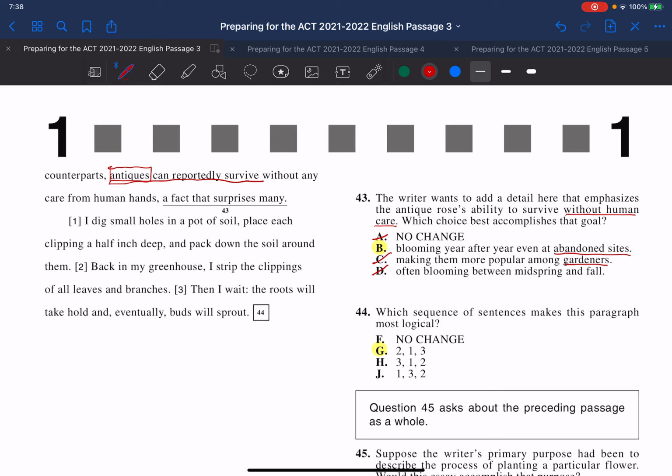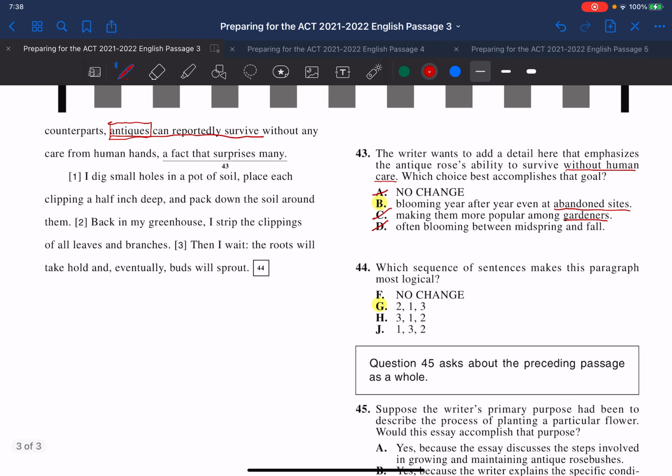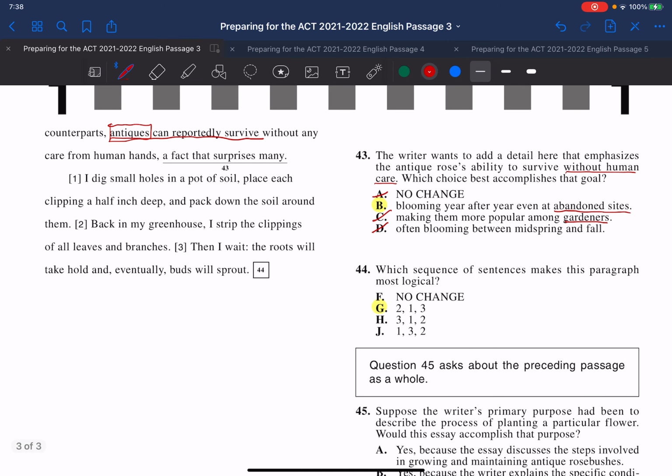All right. Next, I dig small holes in a pot of soil, place each clipping a half inch deep, and pack down the soil around them. Back in my greenhouse, I strip the clippings of all leaves and branches. Then I wait, the roots will take hold, and eventually the buds will sprout. So number 44 asks, which sentence makes this paragraph the most logical? So what happens? Well, dig small holes and place each clipping and pack the soil around them. I strip the clippings of all leaves and branches. Number 3, then I wait, the roots will take hold, and eventually the buds will sprout.